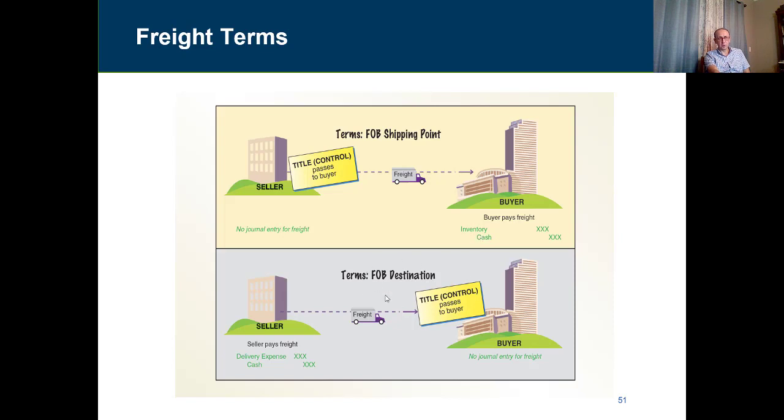If the case is free on board destination, then the title passes to the buyer once it reaches the buyer's warehouse. And the seller is the one who's responsible for paying the shipping expenses. So we have delivery expenses on the debit side and we credit cash. In some cases, the title might pass to the buyer when it reaches the buyer's warehouse, but we still charge the buyer for the cost of shipping. And in this case, instead of having delivery expenses, we have accounts receivable on the debit and cash on the credit. So I hope this figure would make it easier for you to visualize the difference between FOB shipping point and FOB destination.